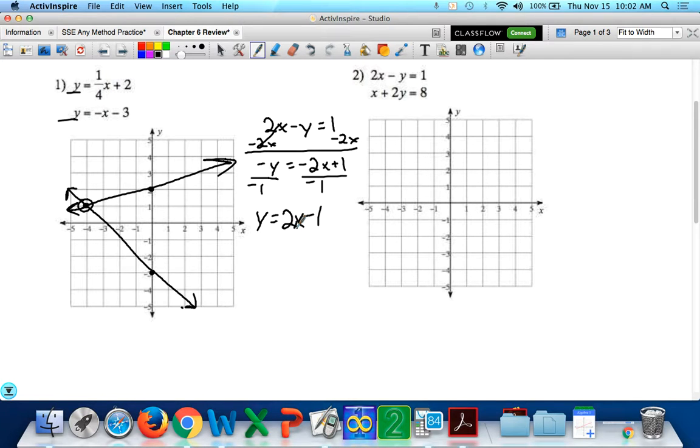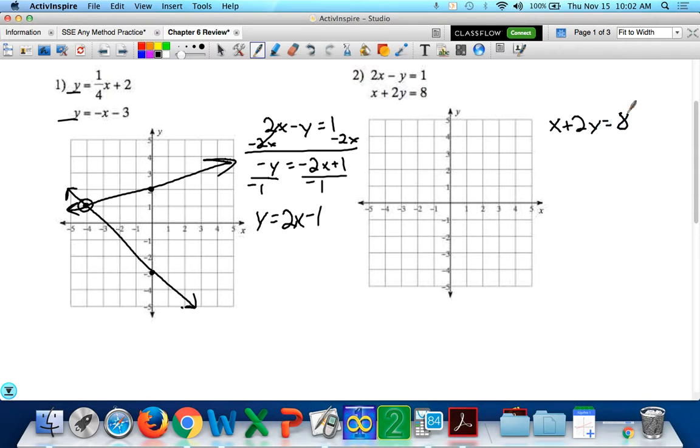Now, this could actually be done quicker by adding y to both sides and then subtracting 1, giving me y equals 2x minus 1. Okay, but I know a lot of you guys like to have y on the left, and that's okay. Okay, still get the same exact answer. So that's my first equation.